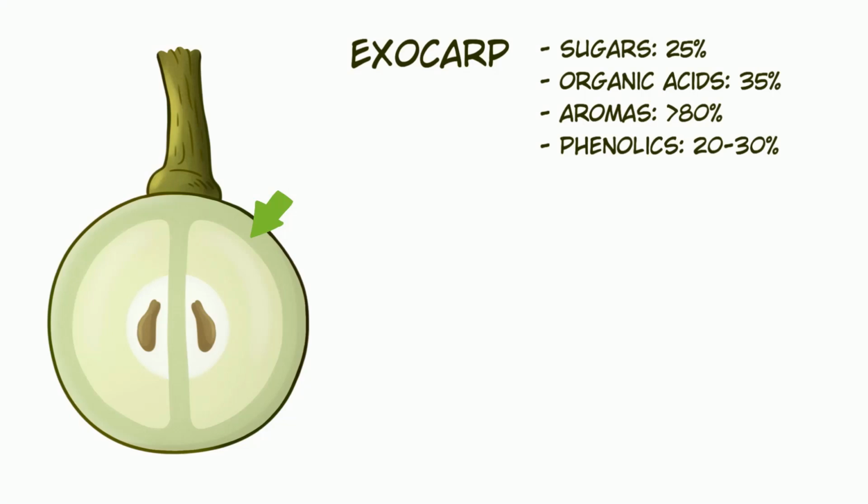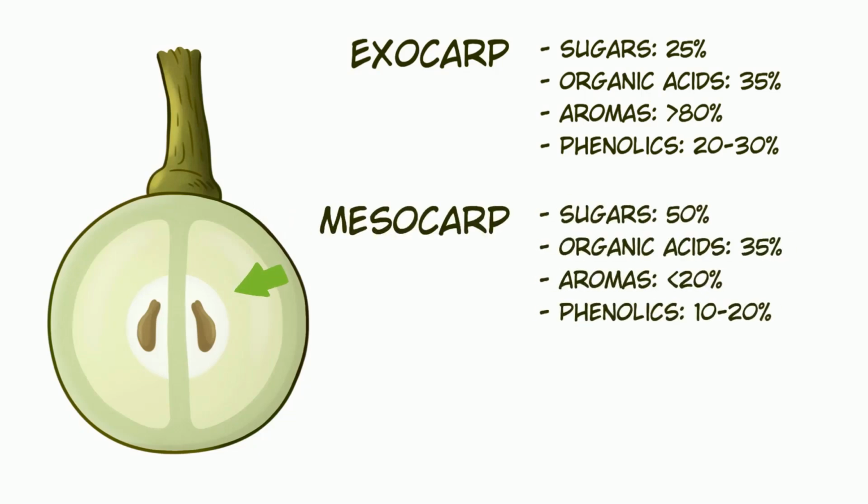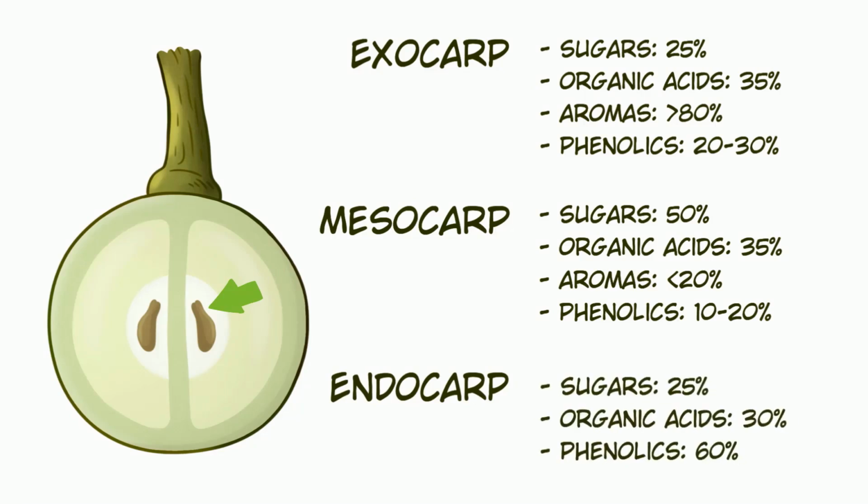Underneath the skin, we have the fleshy layer, which is called the mesocarp, and it contains mainly water, sugars, and organic acids. Finally, at the center of the grape, you'll find the seeds, or the endocarp, that contain mainly phenolics. In particular, tannins, which is responsible for astringency.